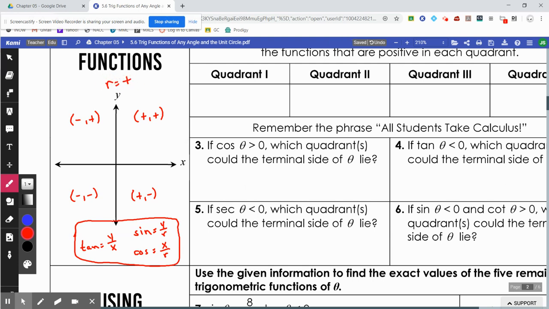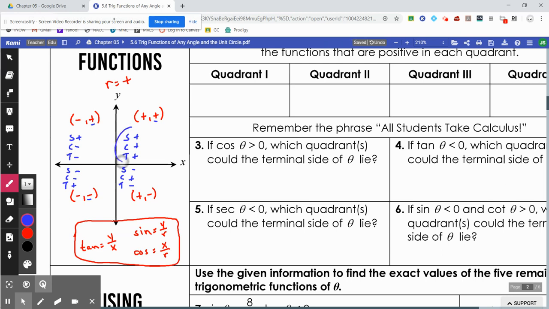So if I do sine is equal to y over r, that means my sine value in the first quadrant is going to be my y value over my r value, which will be positive. In the second quadrant, it'll be my y value over r, which is positive. In the third quadrant, it's going to be my y value over my r, which is negative, and the same in the fourth quadrant. If I continue doing that, I can see a little pattern develop, and I can use that to tell what's positive in which quadrants.